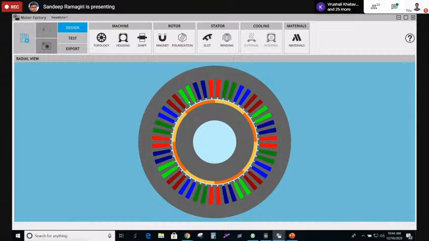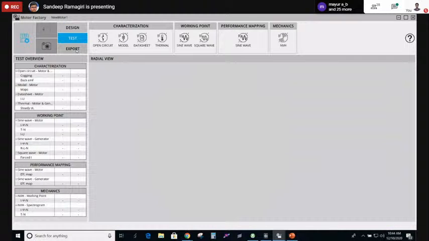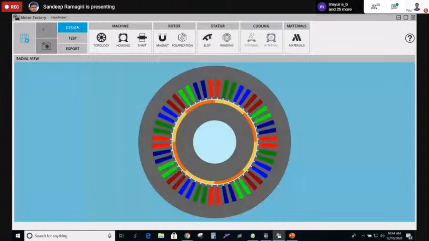Okay, ma'am. So we will look at how exactly it works. We will try to set up one model. This is how it looks, and this is the Motor Factory environment. As I said, there are three steps to do: one is design, test, and also the export. So first is the design, where we will be designing the motor step by step.